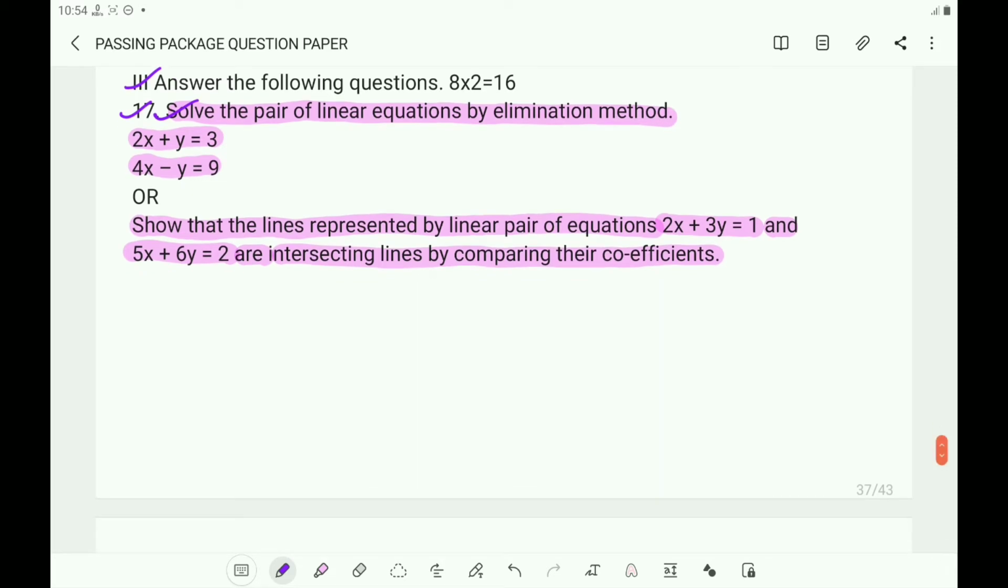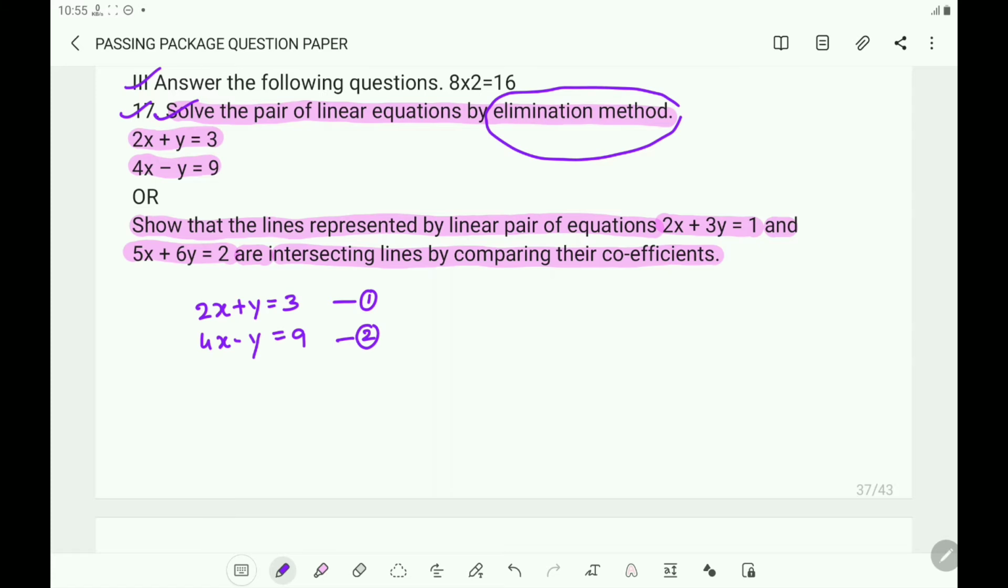Now you write the equation. First one is 2x plus y equals 3. Second, 4x minus y equals 9. Consider this is equation 1, the first equation, and this is the second equation. Here we have to solve this by elimination method. In elimination method, you know that you have to eliminate any one of the variables.